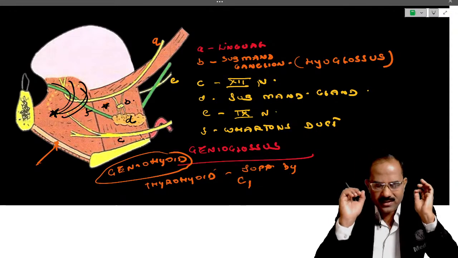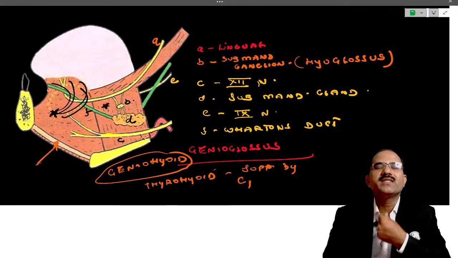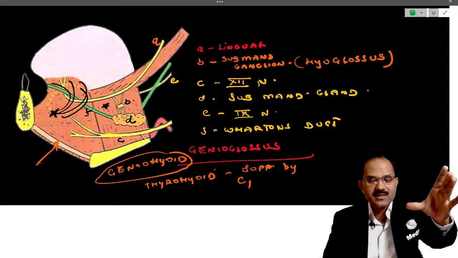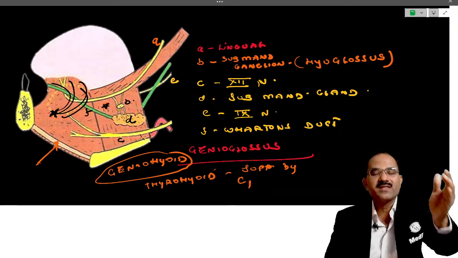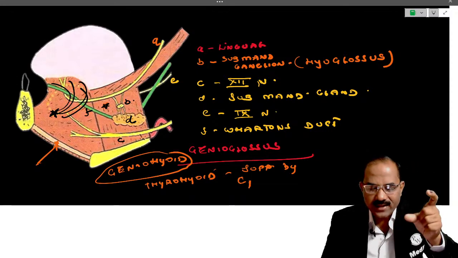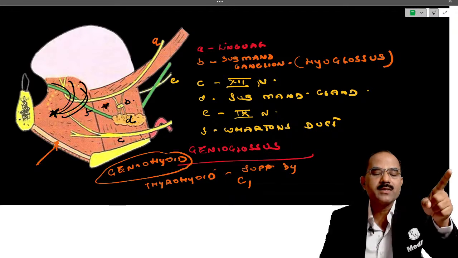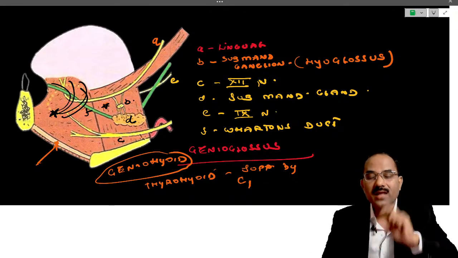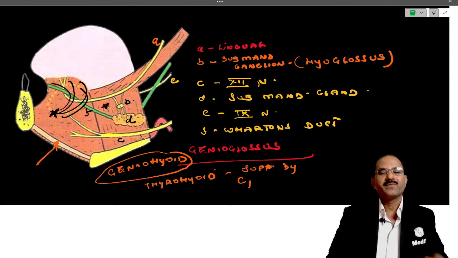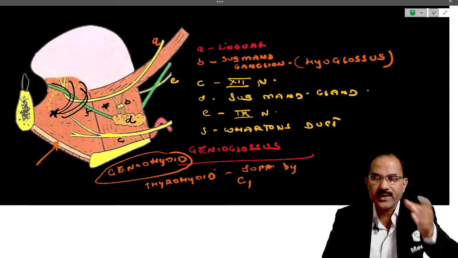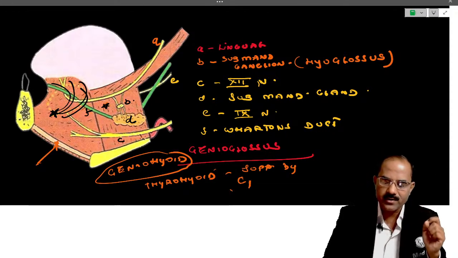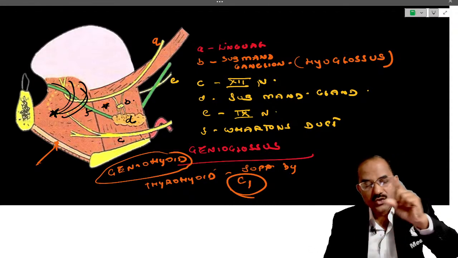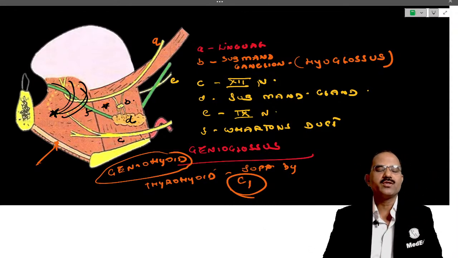These are the strap muscles, correct? Sternohyoid, sternothyroid, thyrohyoid, and omohyoid. The strap muscles are supplied by ansa cervicalis, except one strap muscle which is not supplied by ansa, the thyrohyoid. So who is going to supply the thyrohyoid? C1. Fibers of C1. Which other muscle is supplied by C1? It's geniohyoid. So just remember this.